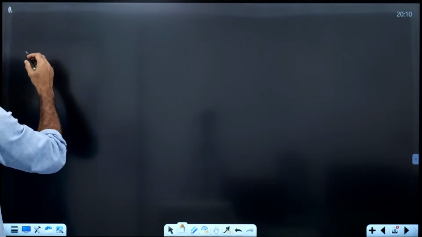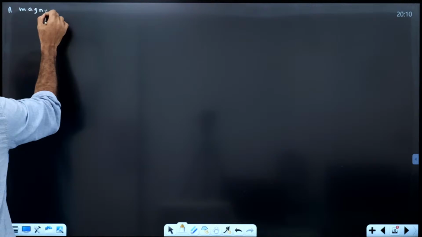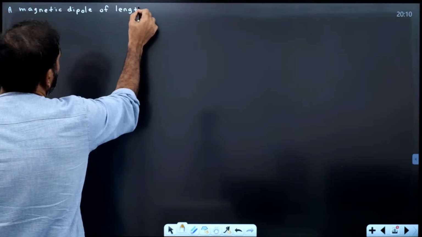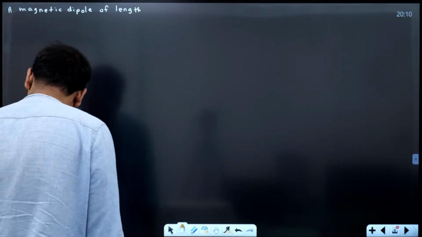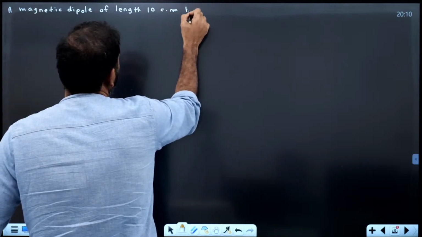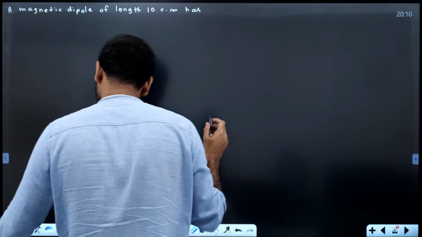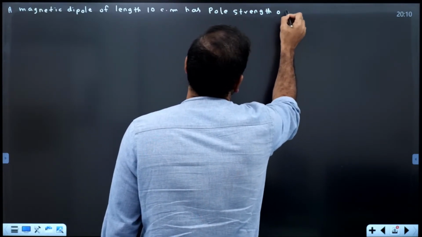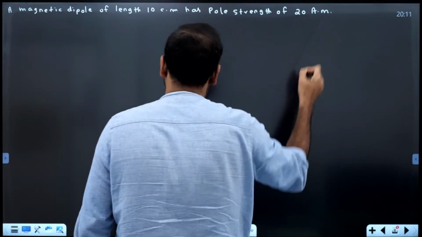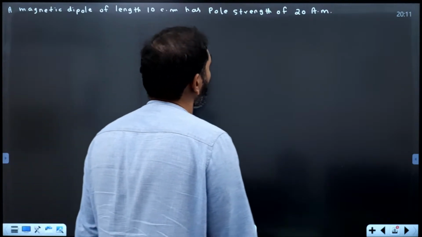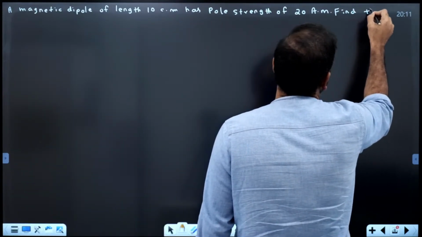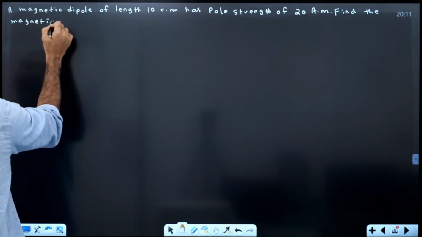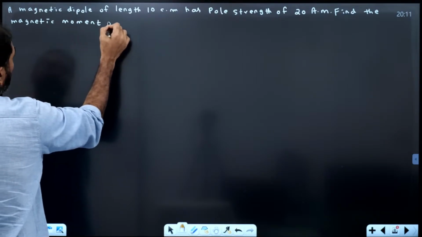A magnetic dipole of length 10 centimeter has a pole strength of 20 ampere meter. Find the magnetic moment of the dipole.